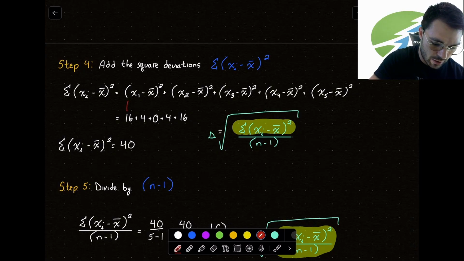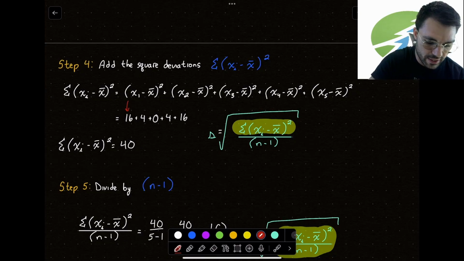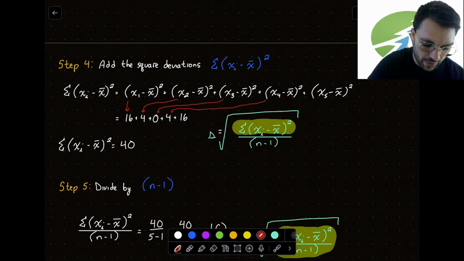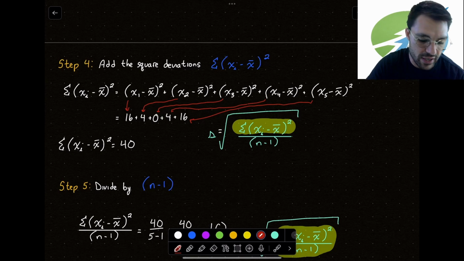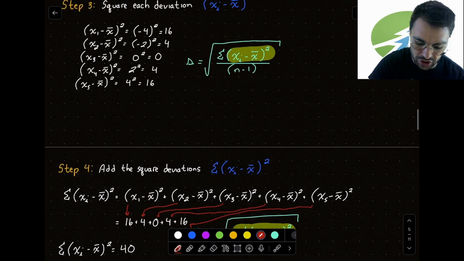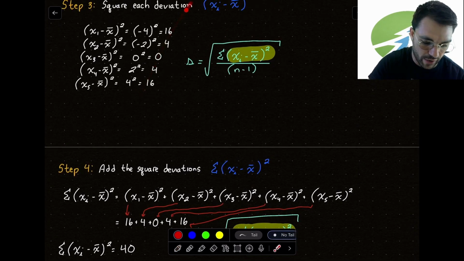This right here, x sub 1 minus x bar squared gives us the 16. X sub 2 minus x bar squared gave us the 4. X sub 3 minus x bar squared gave us the 4. X sub 4 minus x bar squared gave us, oh, sorry, the last one gave us the 0. That one gave us the 4. And then x sub 5 minus x bar squared gave us the 16 here. Nothing crazy here. This is just adding our values we got from this step.